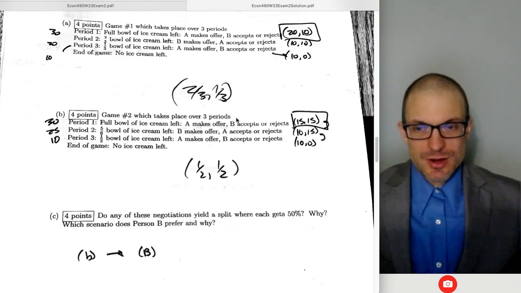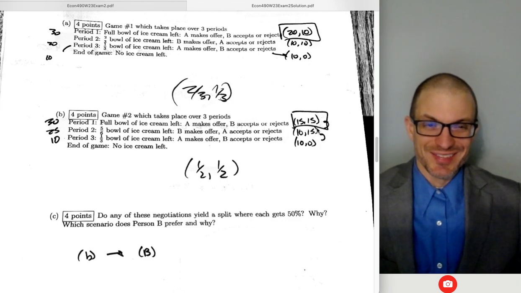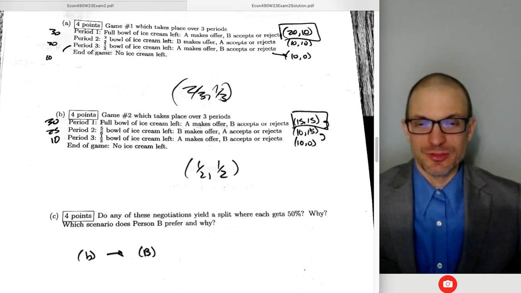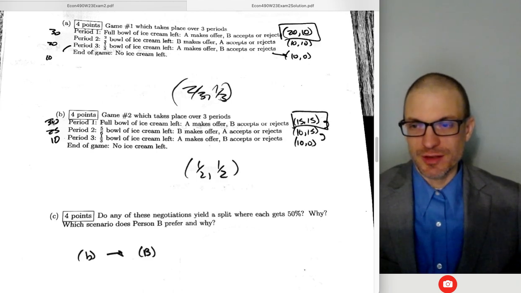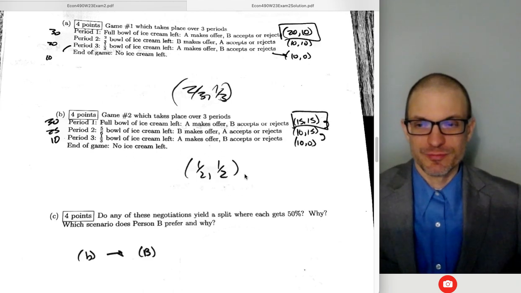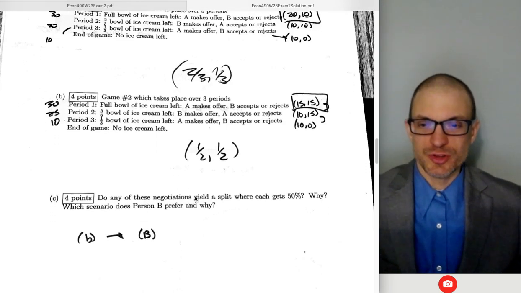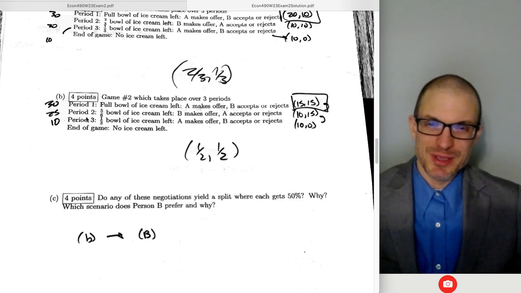Looking forward, A knows that B is counting on at least 15 in this round. And so A has to offer B at least 15, and could keep 15 for themselves. That's a 50-50 split. So 15-15 or 1/2, 1/2, right? Okay, so then my question was, do any of these yield a split where they get 50%? Yeah, they do. So part B does.